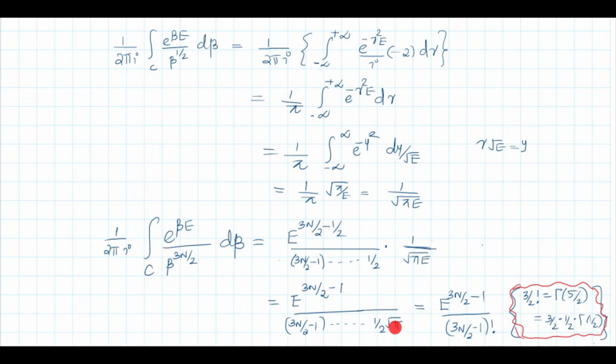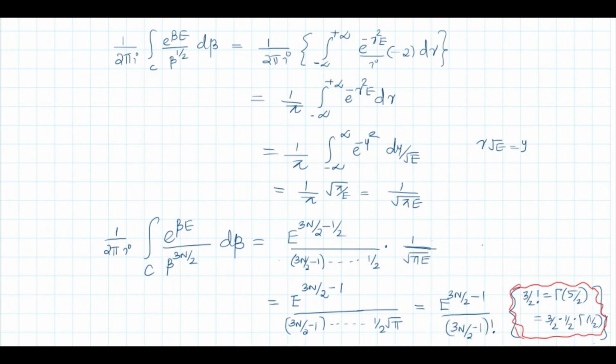Root pi is actually gamma half. You have this identity. 3 by 2 factorial is gamma 5 by 2. It is 3 by 2 into 1 by 2 into gamma 1 by 2. Gamma 1 by 2 is root pi. So 3 by 2 factorial is 3 by 2 into 1 by 2 into root pi. Similarly, 5 by 2 factorial is 5 by 2 into 3 by 2 into 1 by 2 into root pi. So 3n by 2 minus 1 up to root pi, that is nothing but 3n by 2 minus 1 factorial.